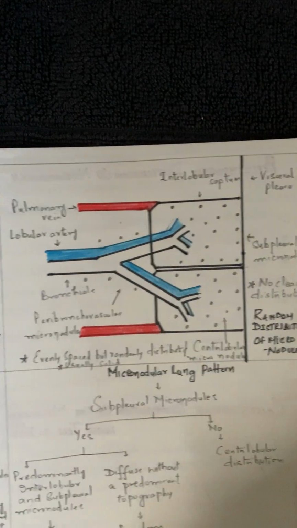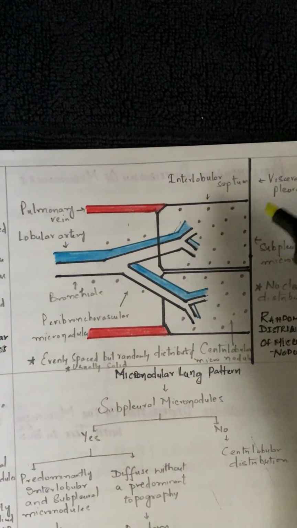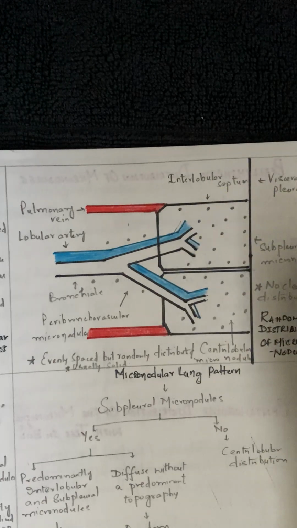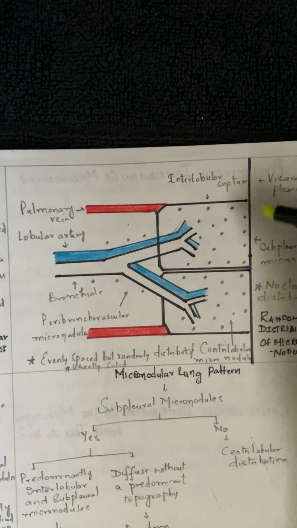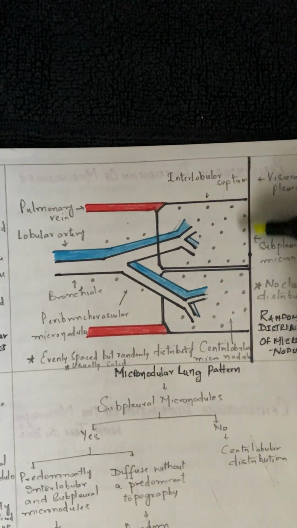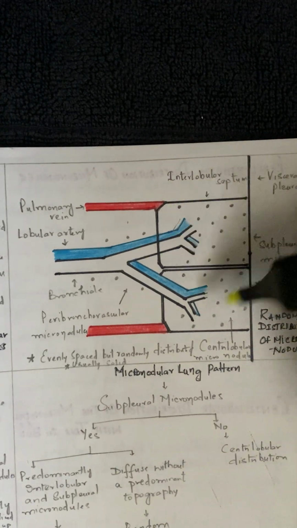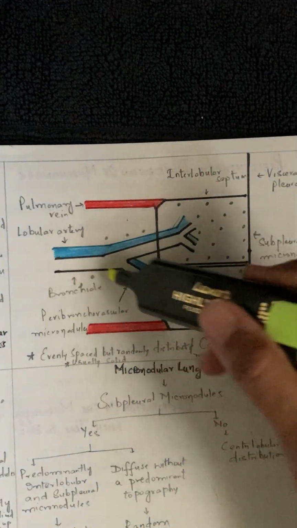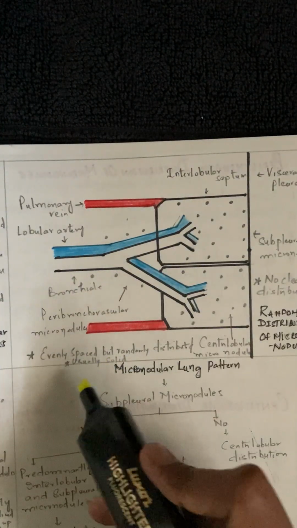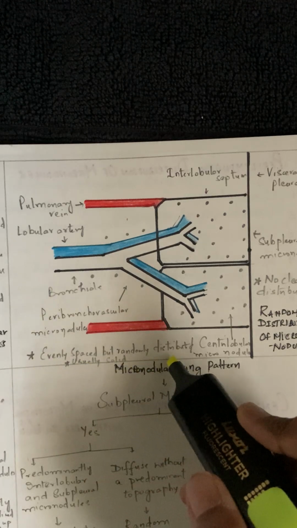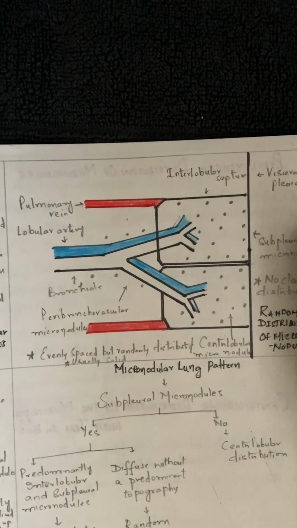Coming to random nodules, they are located everywhere, with no clear distribution. They are not along the centrilobular or perilymphatic regions. They are located in the subpleural region, in the centrilobular area, along the peribronchiovascular region and interlobular septum. So they are evenly spaced but randomly distributed. They are usually solid.